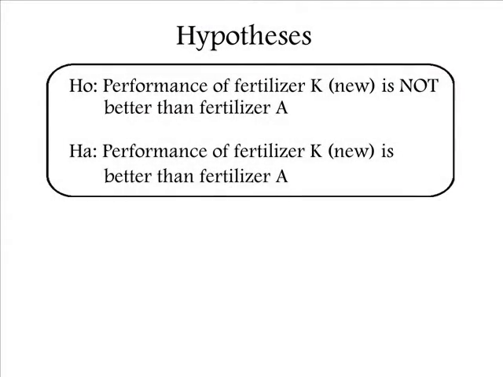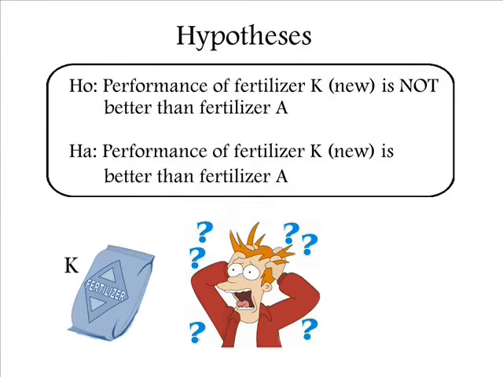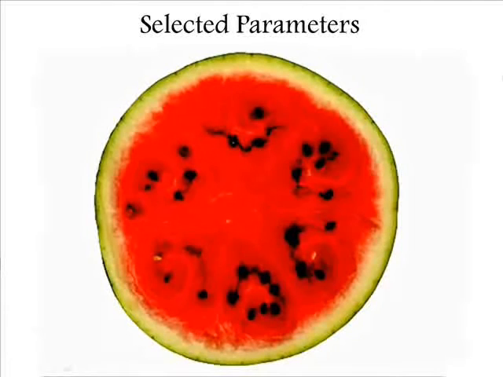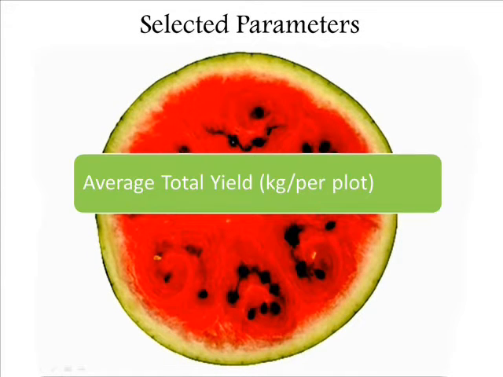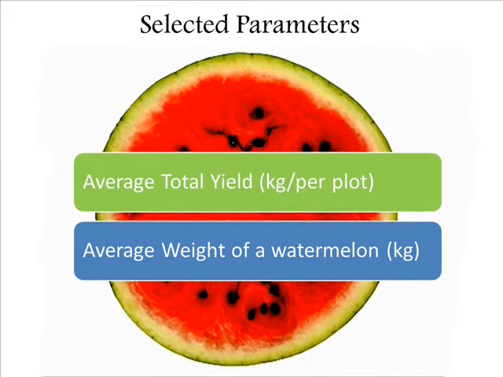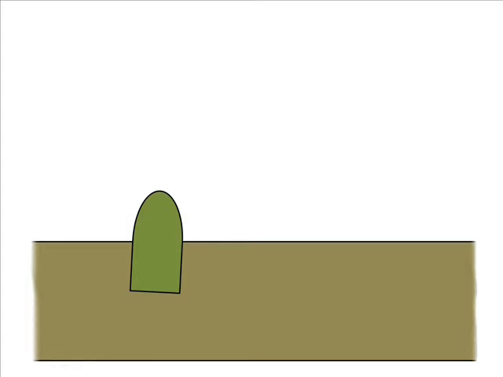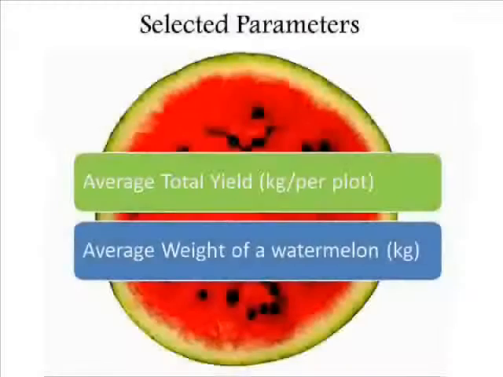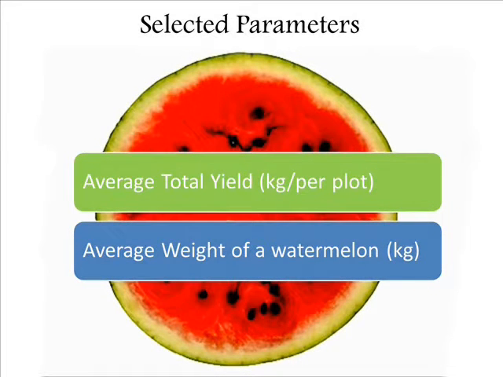We want to test whether the performance of fertilizer K is better than that of fertilizer A. It will be the case if we reject the null hypothesis. The parameters we will measure are, first, the average total yield of all watermelons in a plot, and second, the average weight of one single watermelon. These two parameters differ as there is no guarantee all watermelon seedlings can survive and grow. These parameters reflect the potential total profit and per watermelon profit for the farmer.